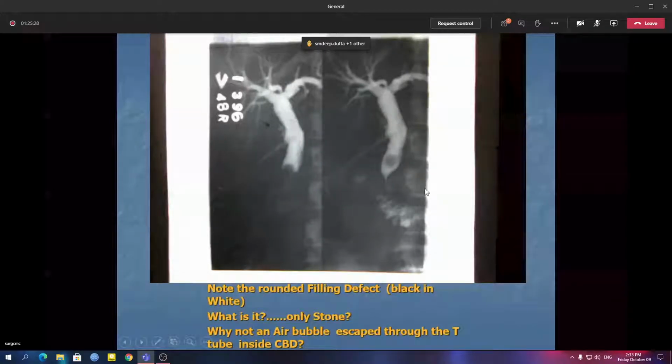See, you can see a very small rounded opacity inside, isn't it? Does it look like a carcinoma? I have done a CBD exploration only 10 days back, isn't it? I am not supposed to miss a carcinoma over there. A carcinoma in CBD will present with jaundice and all these things. So carcinoma it is not.